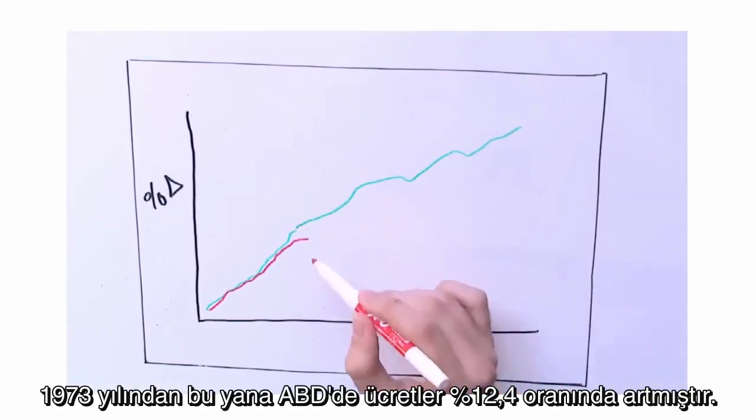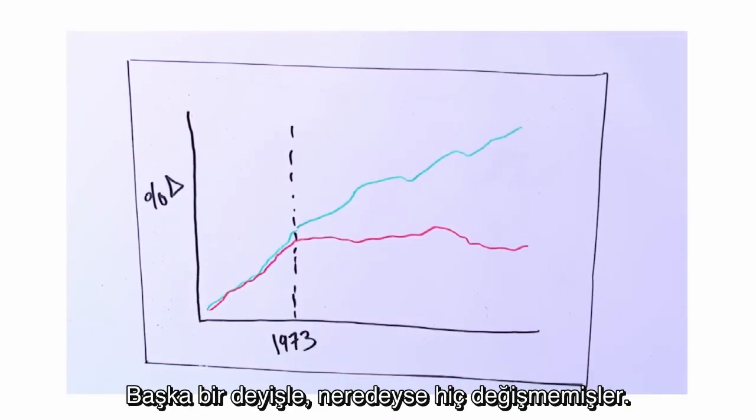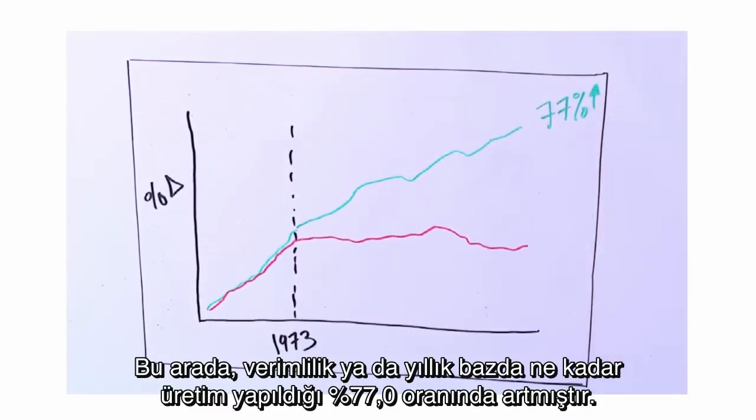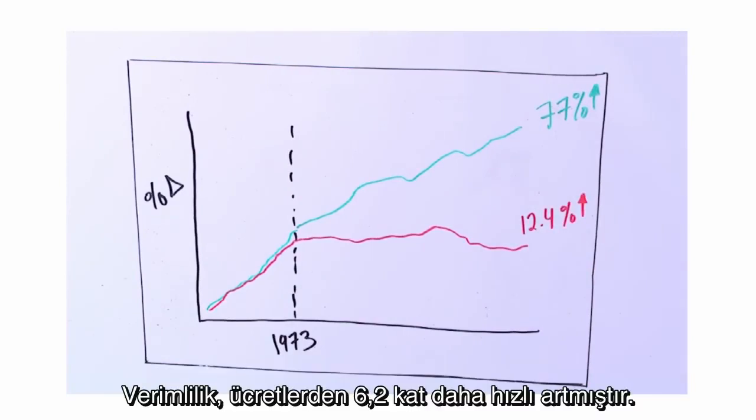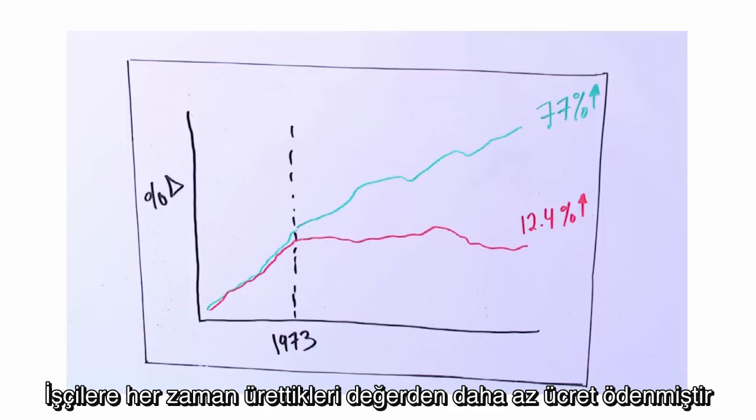Since 1973, wages have grown in the United States by 12.4%. In other words, they've barely changed. Meanwhile, productivity, or how much is produced on an annual basis, has grown 77%. Productivity has grown 6.2 times faster than wages. To be sure, we have witnessed consistent economic growth since the 70s. Moreover, compensation did not meet productivity before the 70s. Workers have always been compensated less than the value they produced.